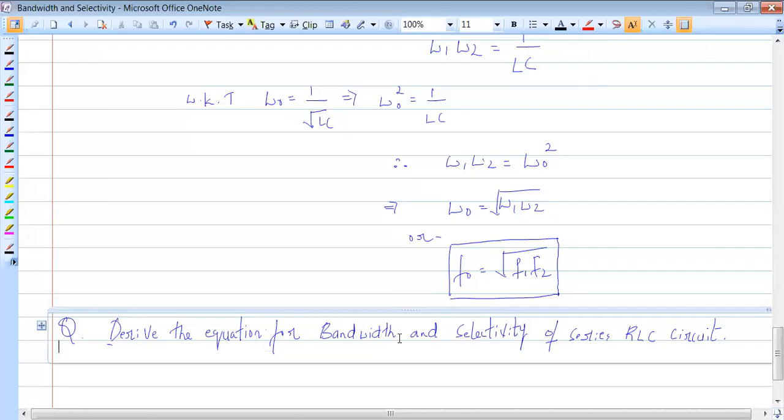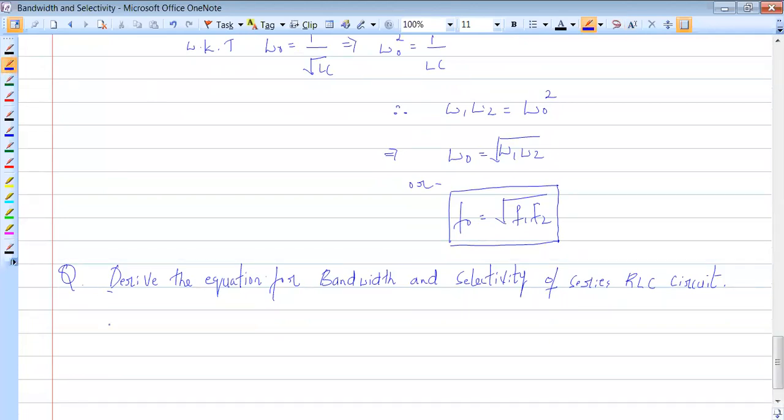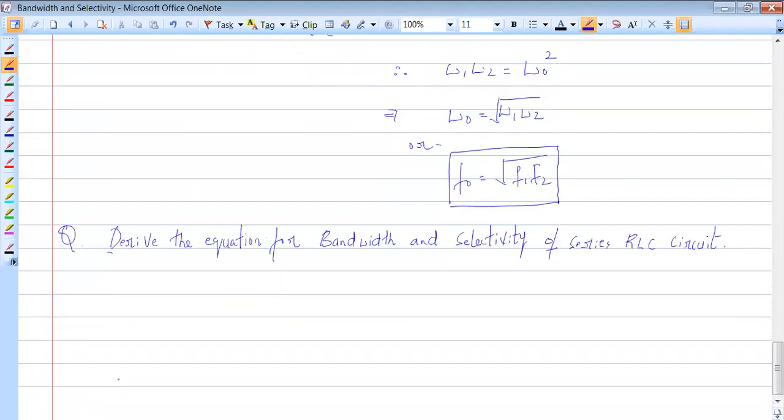Take this question, everybody. Derive the equation for bandwidth and selectivity of series RLC circuit. Now, every time you're asked to find out the bandwidth and selectivity, you need to draw the waveform, draw the plot. What plot I'm talking about? See this?